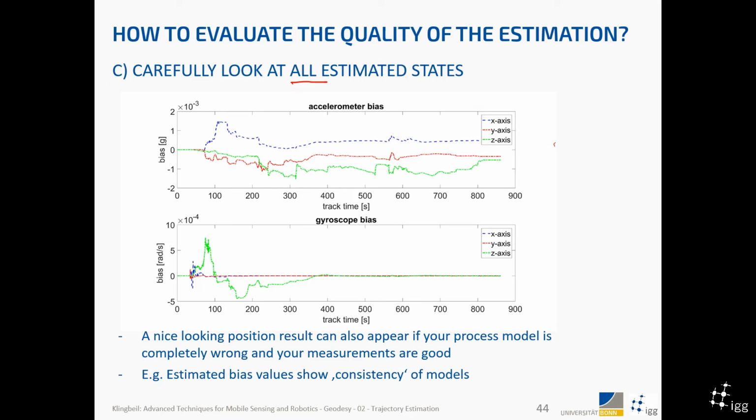So the bias is not at some point being constant like here, right? So this is very nice, right? In the beginning it's somehow wrong, and then it converges to constant values. So this means everything is fine, or it's an indicator that things are going well, and this here might be an indicator that they are not. What I want to say is it's very good to look at all estimated states and not just at the position, because this can lead to the wrong assumption that your filter is doing good, but it is actually not.